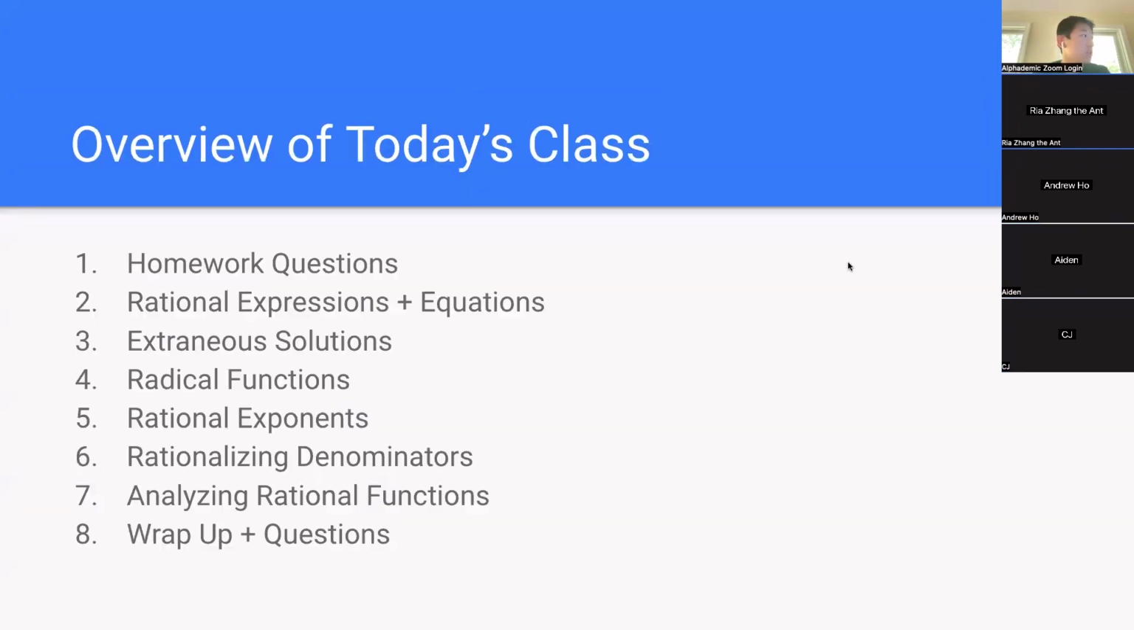All right, let's get started. So this is class 5. Overview of today's class. We're gonna just go over it, see if anyone has any questions about last class's homework. Then we're gonna move on and talk about some rational expressions and equations, extraneous solutions, radical functions, rational exponents, rationalizing denominators, analyzing rational functions, and then just wrap up and questions. So a lot of fraction stuff today and functions.